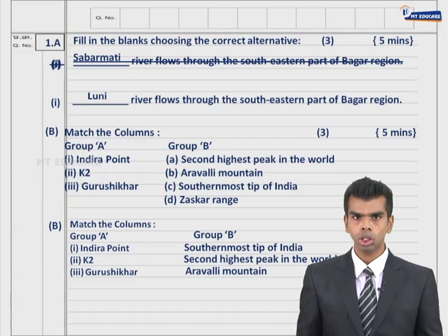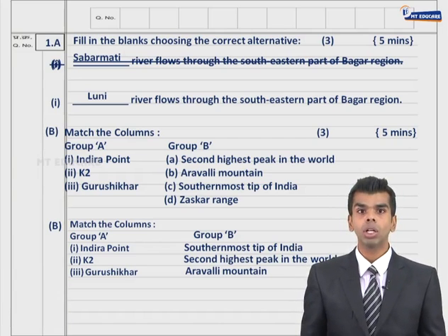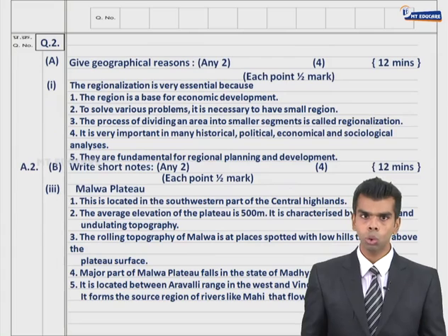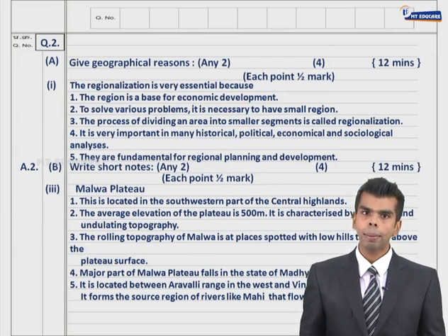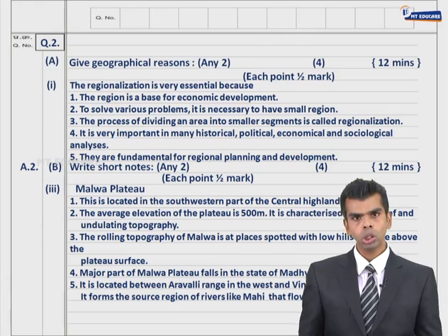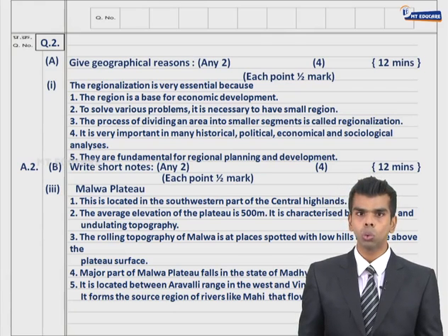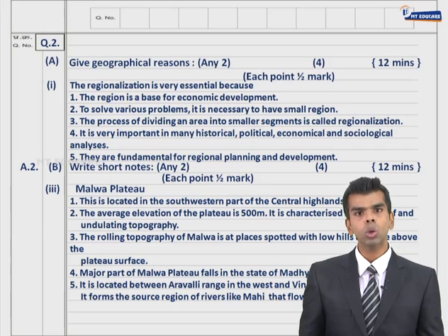Going on towards the next question, which is called the short answers of geography, having 2 sub-questions again. That is question number 2, wherein A is called give geographic reasons and B is called write short note. For give reasons you need to make a choice of any 2, and for short notes you also need to make a choice of any 2. Any 2 out of how many? Any 2 out of 3. So in simple terms, give reasons will be any 2 out of 3, and short notes will be any 2 out of 3.